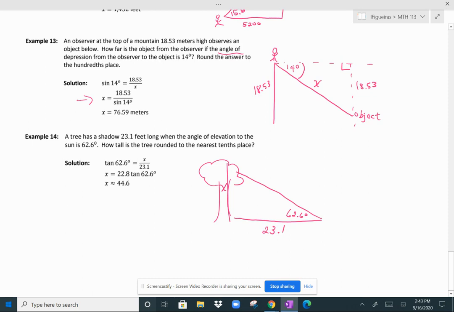Okay, so what makes sense? Tangent, because X is opposite and 23.1 is adjacent. I don't know anything about the hypotenuse, and it's not necessary to figure that out. So I have the tangent of 62.6 degrees is X over 23.1. Solving for X, you need to compute 23.1 times the tangent of 62.6 degrees, and we get our answer of 44.6, and that is in feet.